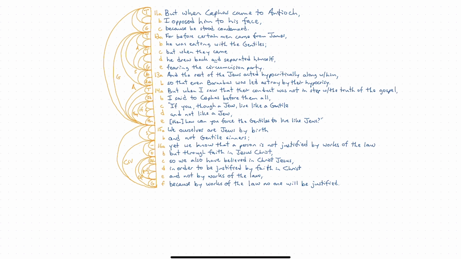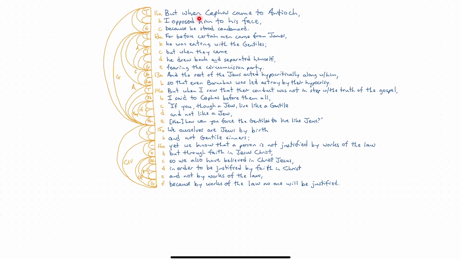Which then leaves us pretty much with an inference or ground. Is this a relationship of therefore? How can you force the Gentiles to live like Jews? Therefore, we ourselves are Jews by birth. Yet we know that a person is not justified by works of the law. I don't think so. So I think we're left with ground. And I think the word for or because makes the most sense of this relationship right here. It fits this hinge the best.